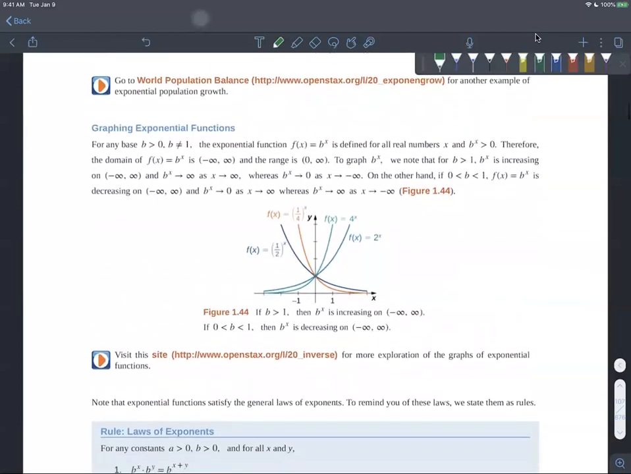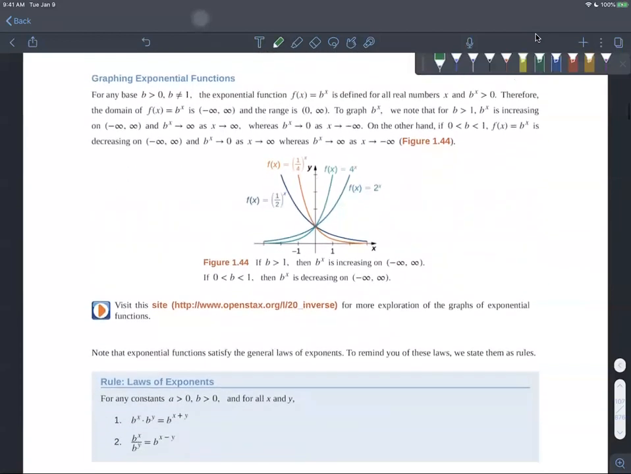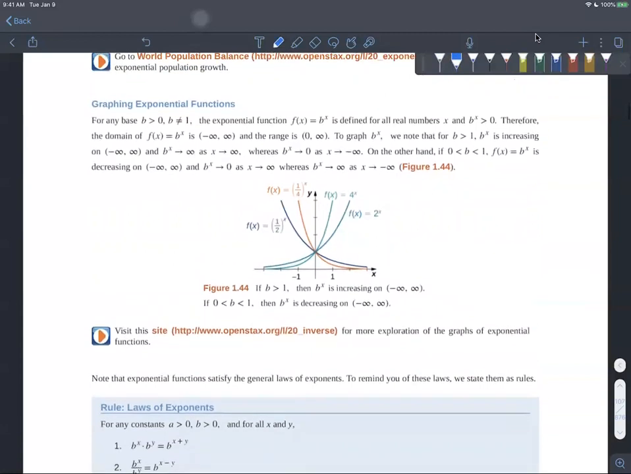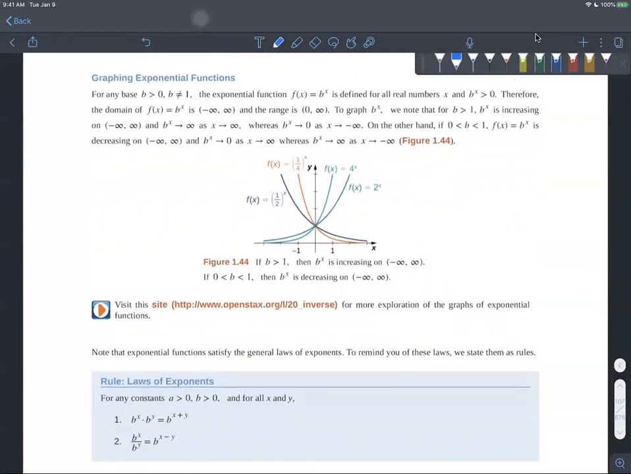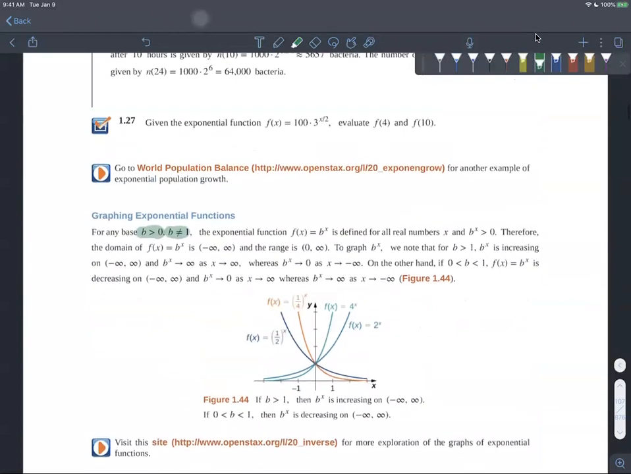Okay. So how do we graph exponential functions? Again, this is a review, so we'll give some basic tips on graphing and some basic properties of exponential functions. First, let's start with a green highlighter. It says for any base b greater than 0, of course, b not equal to 1, that's how the exponential was defined, the exponential function f of x equals b to the x is defined for all real numbers x.